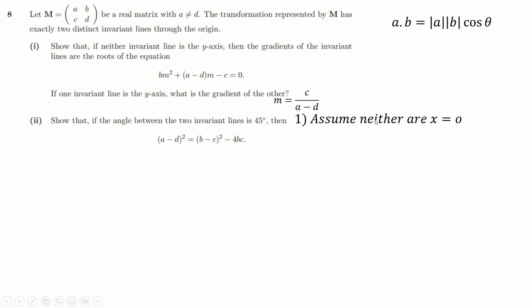So the first case I'll consider is the one where neither is the y-axis, where neither is x equals 0, and then I'll do the other one. Now, okay, so how do we turn these ideas into a vector idea so that we can use this 45 degrees?